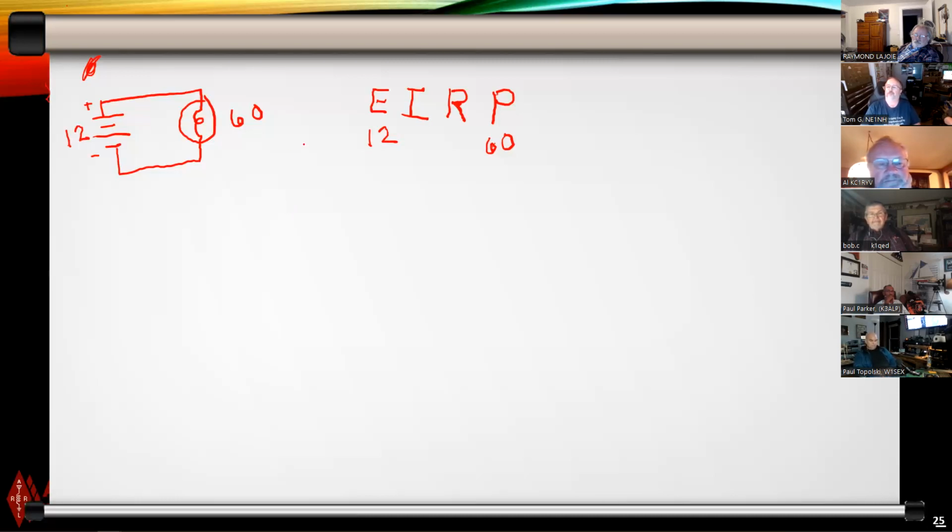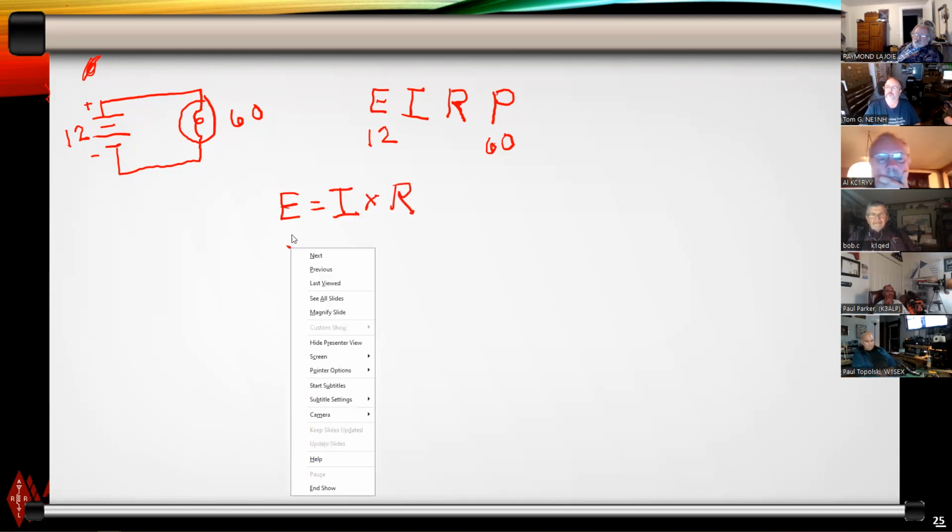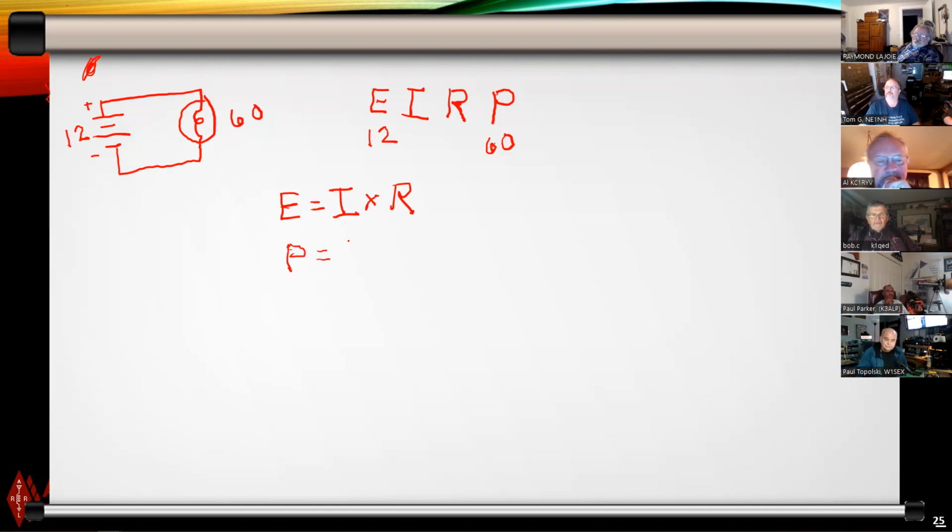You remember the two formulas? E equals what? I times R. Bingo, you got it, okay. Times R. And what's our other formula? P is equal to, EarPi, right there, I times E.